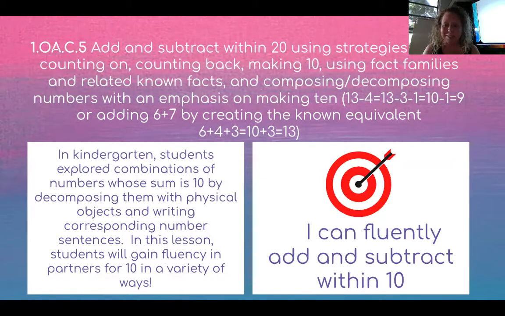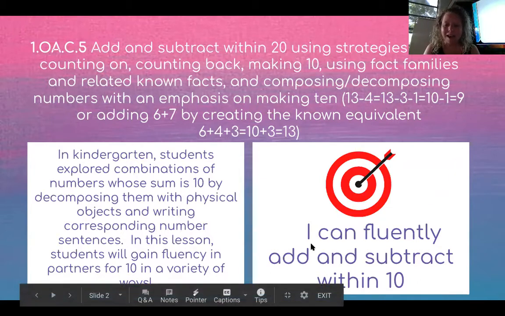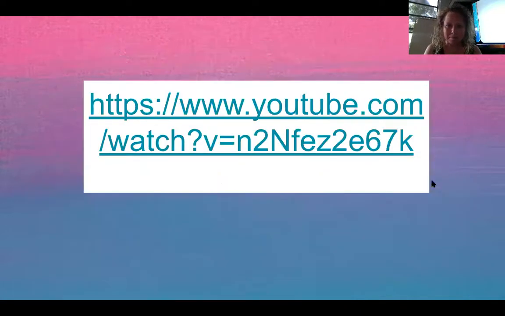Your Clear Learning target says, I can fluently add and subtract within 10. Let's read it together. I can fluently add and subtract within 10. Let's work really hard to meet this goal today. We're going to watch a video first. Are you ready?